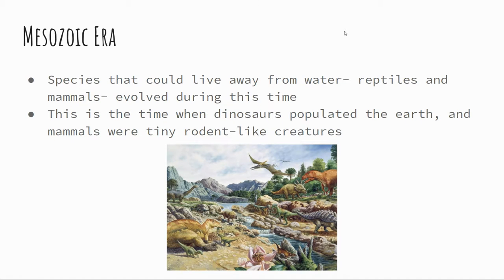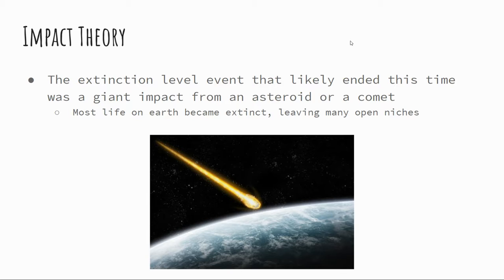Then we have the Mesozoic era. Species that could live away from the water, reptiles and mammals, evolved during this time. This is the time when dinosaurs populated the Earth and mammals were tiny rodent-like creatures. Impact theory. So the extinction level event that likely ended this time period was a giant impact from an asteroid or a comet. Most life on Earth became extinct, leaving many open niches.